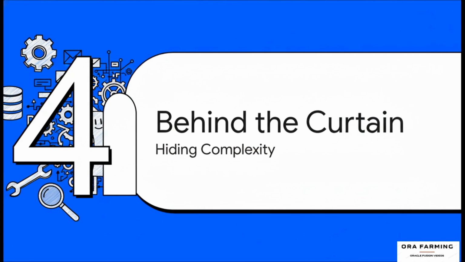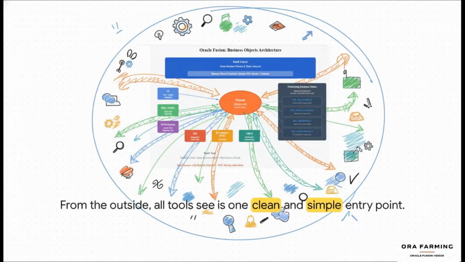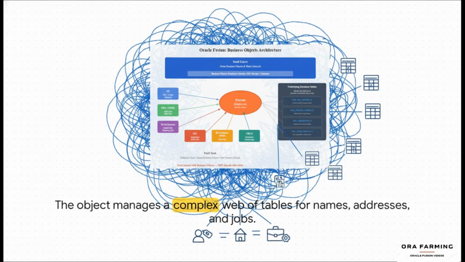But what's actually happening behind that door? What kind of work is the business object really doing? Looking from the outside in, the view is just simple. Every tool just has to know how to have a conversation with one thing, the person object. It's clean, it's predictable, and it's incredibly reliable. But behind that curtain, oh man, that business object is doing some serious heavy lifting.